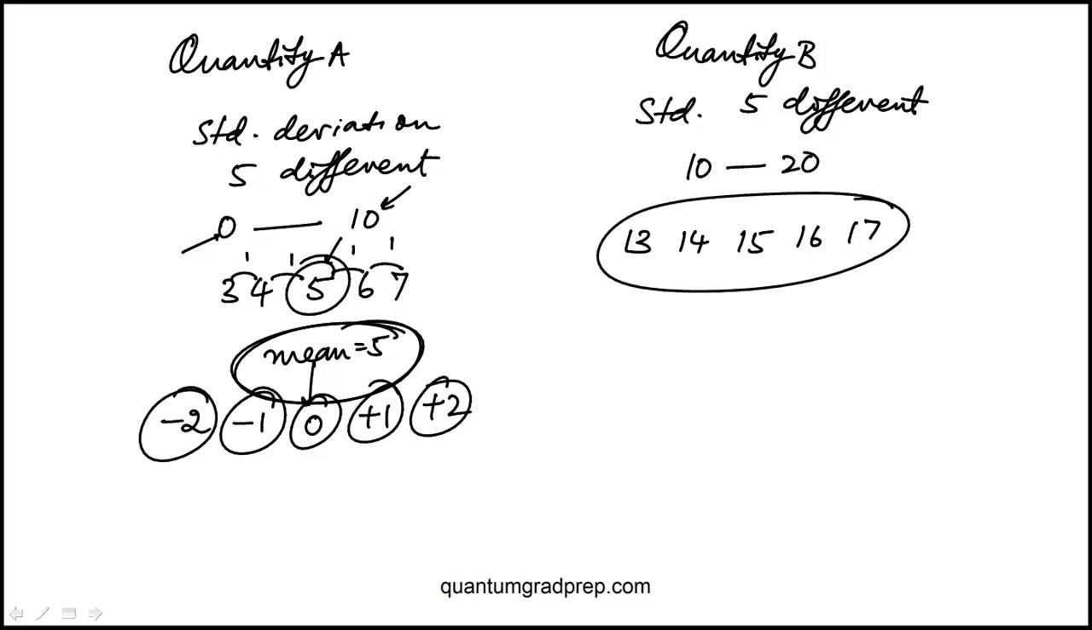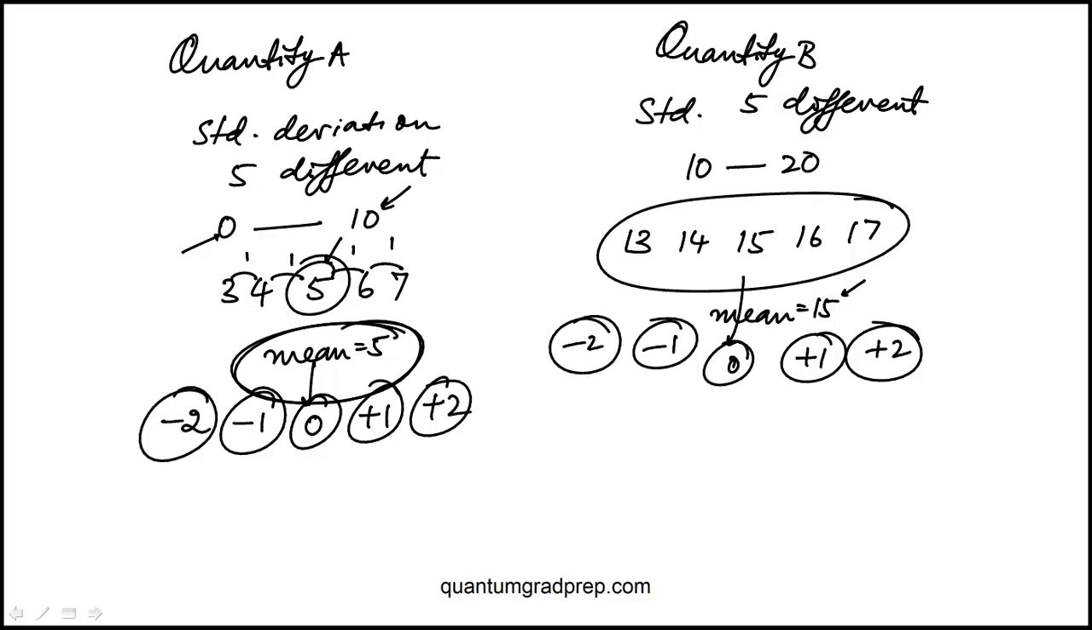Now, if you look at this case, again, these numbers are uniformly spaced. The mean here would be 15. But if you look at the deviations, the numbers are the same distance, so meaning 15 is 0. It's identical to 15. 16 is plus 1 to the right, plus 2, and then minus 1, minus 2. So the deviations for these two examples are the same, which means that their standard deviations are the same. So I have an example here where these two quantities are equal.